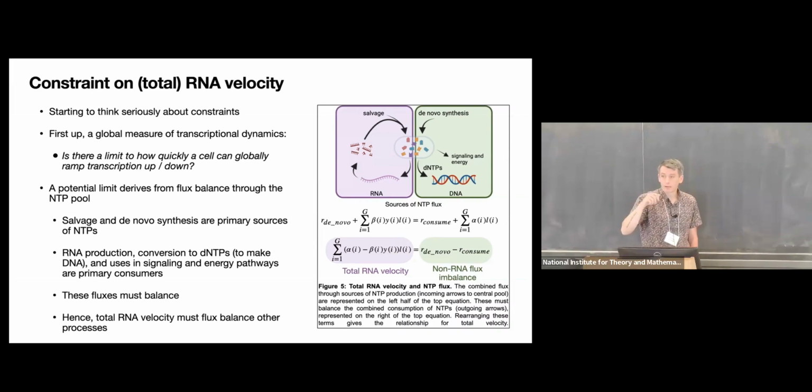The nucleotide pool has a couple things that consume it. One source of consumption is that we eat up NTPs when we synthesize RNA. That RNA can be degraded, and the products can then be salvaged and returned back into the NTP pool. All that is shown in the purple box on the left. You can also de novo synthesize NTPs. That's another source of NTPs. NTPs are also consumed via conversion into dNTPs.